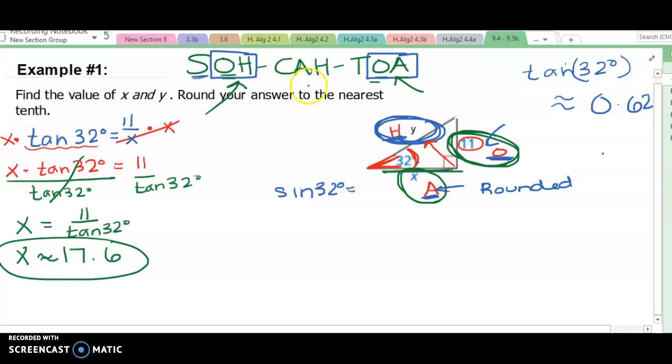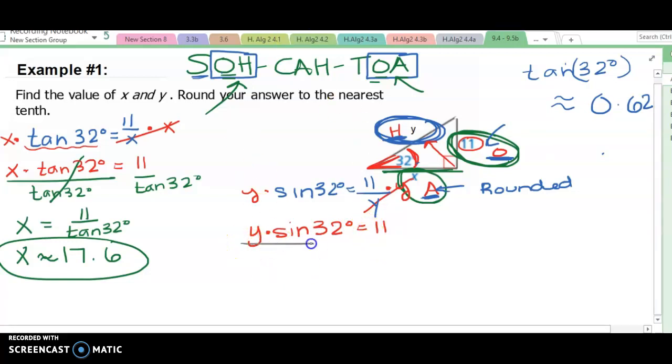That's going to equal, well, sine is opposite over hypotenuse, so opposite is 11 over hypotenuse is y. Okay, now it's back to what I did over here. To solve, I want to put y by itself. First thing I want to do is get rid of the fractions. So if I multiply both sides by y, those cancel out. I'm left with y times sine of 32 equals 11.